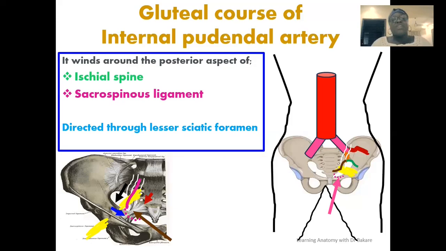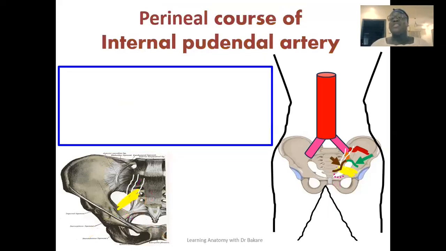So the next region where you'll be seeing the internal pudendal artery, after winding around the posterior region of the ischial spine and the sacrospinous ligament, is the lesser sciatic foramen. From the lesser sciatic foramen, it is able to gain access into the perineal region. So the next region is the perineal region. So let's see the course that it also runs around this space.